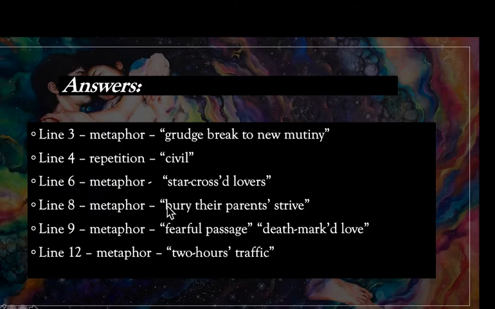Line 9, you've got the metaphor here of the fearful passage. You could argue it's a personification as well, as if the passage itself is scared. You've got the death-marked love of that metaphor there as well. So their love is destined to fail, as I mentioned before. Line 12, you have another metaphor, the 2 hours traffic. He refers to everything that happens on the stage as traffic, the busyness of it, I suppose, as if what they're doing is almost like a waste of time.